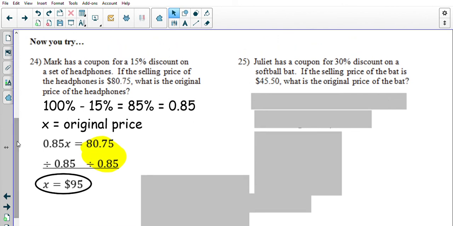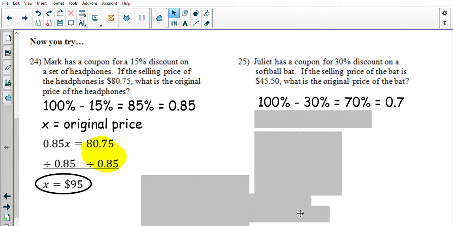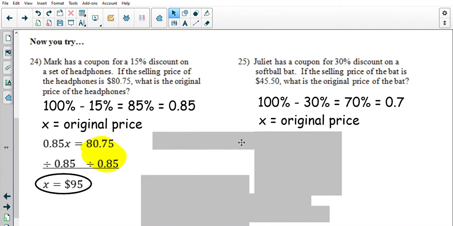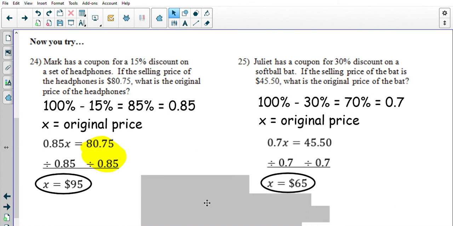Let's try number 25. Juliet has a coupon for 30% discount on a softball bat. If the selling price of the bat is $45.50, what is the original price of the bat? So 100% minus 30% is 70%, or 0.7. We'll let x equal the original price. Take 0.7 times x, that's going to equal the sale price of $45.50. Divide both sides by 0.7, and you will get an original price of $65.